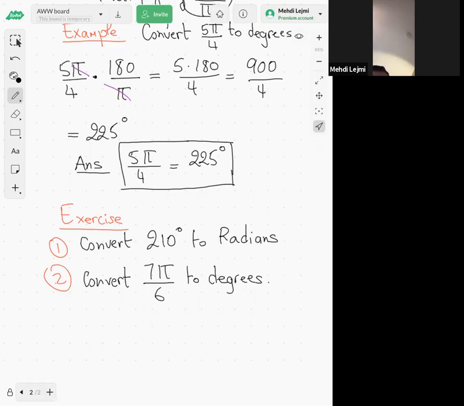Kwame, 7 pi over 6 for number 1. Yes, absolutely, that's good. Correct. And then number 2 will be 210. Yes, absolutely. So number 1, guys.